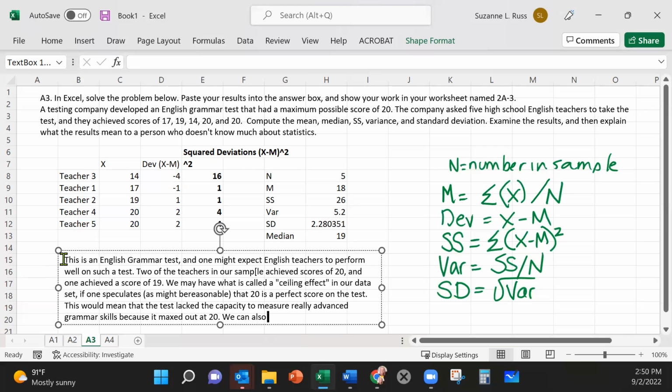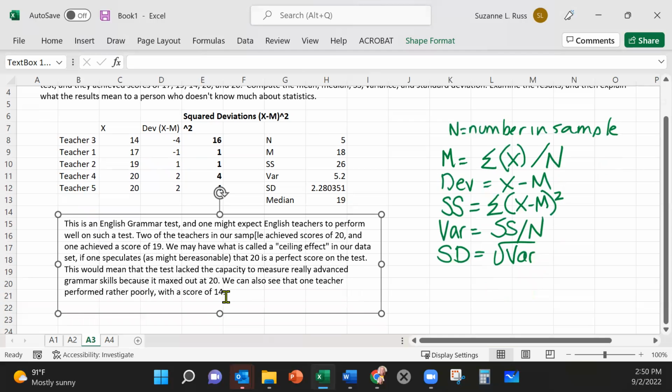We can also see that one teacher performed rather poorly with a score of 14. This may be concerning to the school stakeholders, as it would be desirable for English teachers to have strong grammar skills.